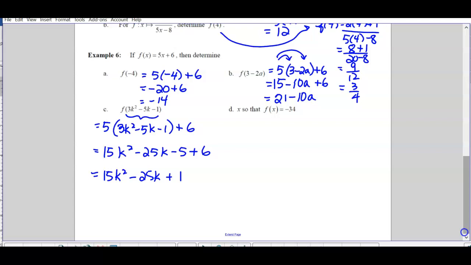And then working backwards, find x so that f of x equals negative 34. Okay, so we know that f of x is 5x plus 6. Okay, so now we just work backwards. So you want to subtract 6 from both sides. So that's negative 40 equals 5x. Divide by 5, so x equals negative 8. Okay, and that is function notation.